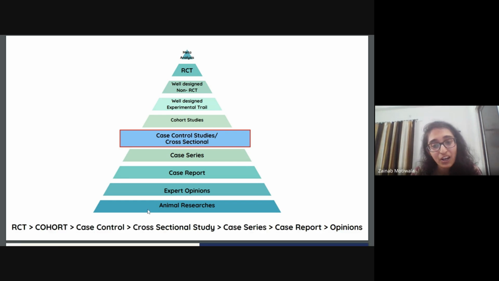So in the study pyramid, cross-sectional studies are considered a little inferior as compared to case control. So according to this, RCTs are considered the best. Then we have cohort, then we have case control, and then finally cross-sectional studies.